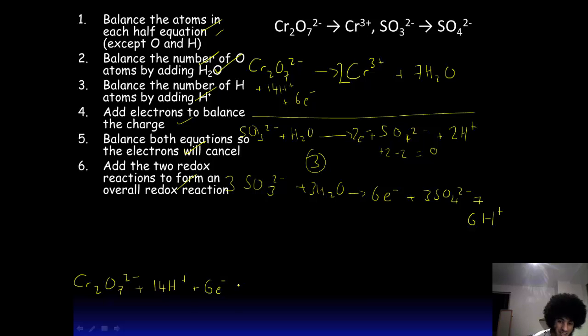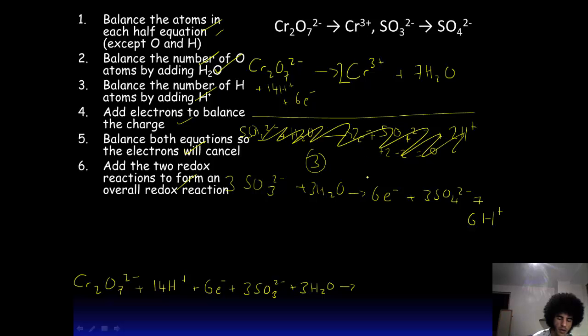That's the first equation. And then all this stuff, plus 3SO3 2 minus plus 3H2O, and that is this part of the equation. Forget this because this is the one that wasn't multiplied up before.